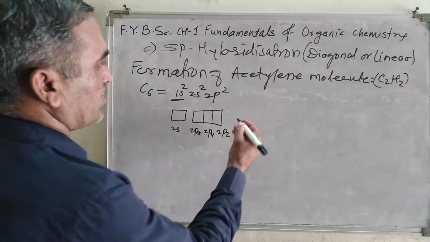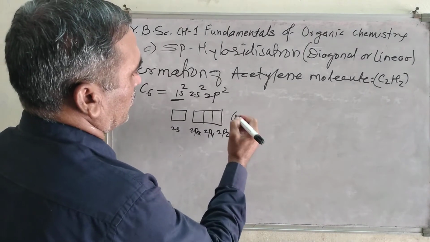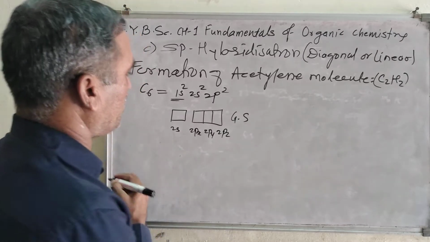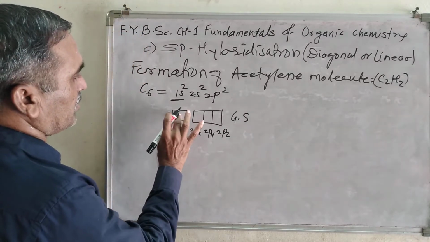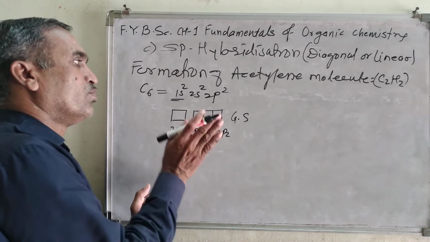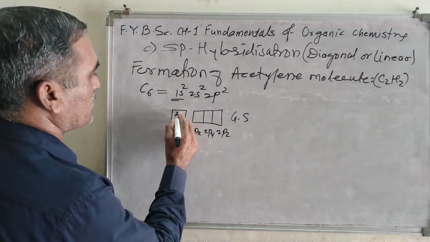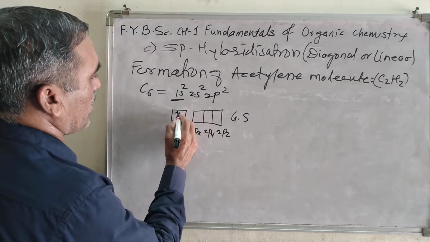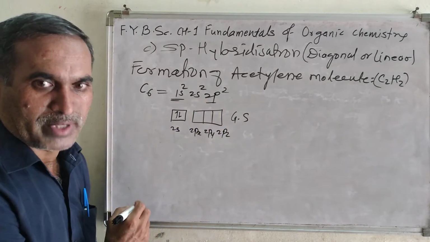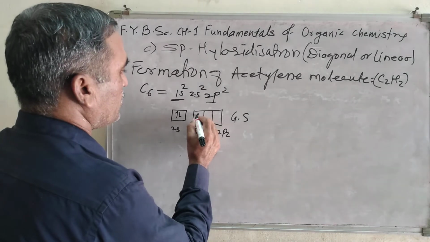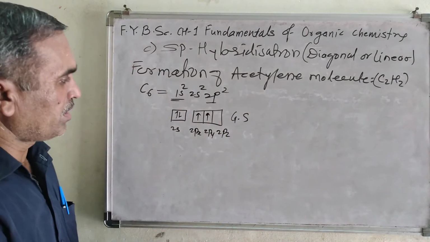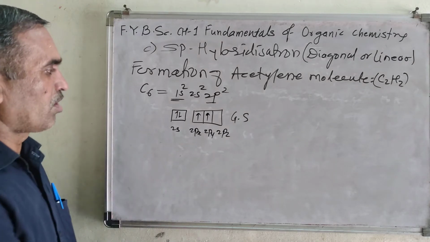As usual, this is the electronic configuration of the element in the ground state. Now here, fill the electrons by applying Hund's rule of maximum multiplicity. The two electrons are in opposite spin. The two electrons present in the p orbital, we can show like this. Now one is an empty orbital, 2pz is an empty orbital.